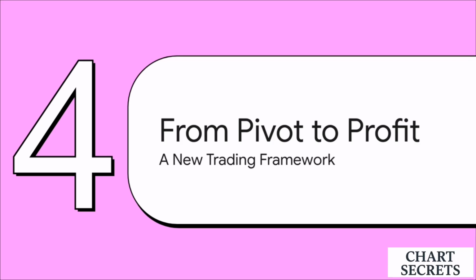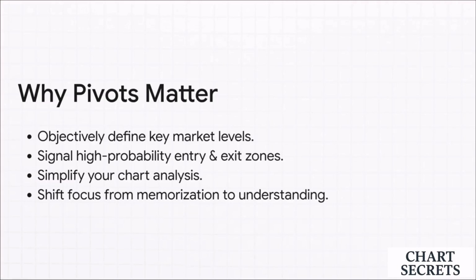So let's make this practical. How does this one concept of a pivot actually help you build a better trading plan? Why does simplifying things like this even matter for your bottom line? Because it changes everything. Instead of cluttering up your charts and your brain with dozens of patterns, you're now just looking for one thing: a significant, objectively measured price rejection, a pivot. This helps you define key levels where you know control has shifted. It basically screams at you, hey, this is the high probability spot to get in or get out. And maybe most importantly, it gets you out of the trap of just memorizing things and lets you actually understand what the market is telling you.